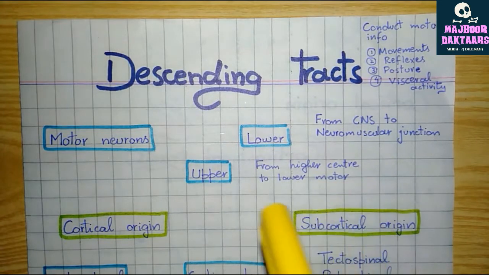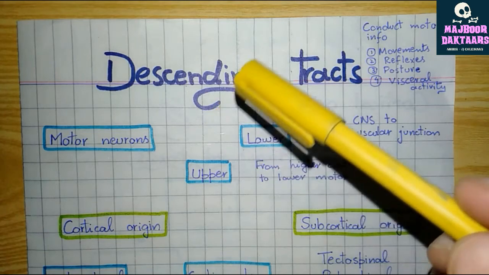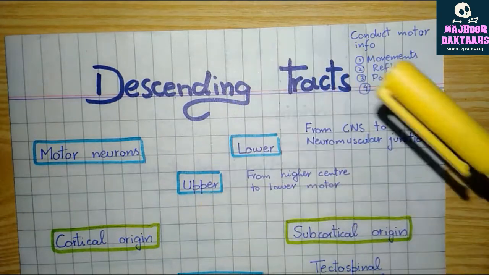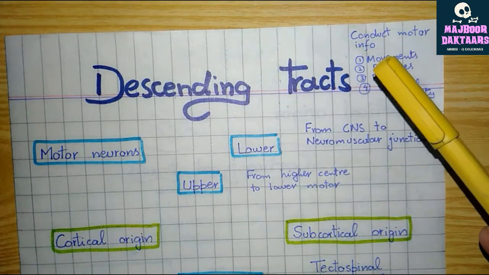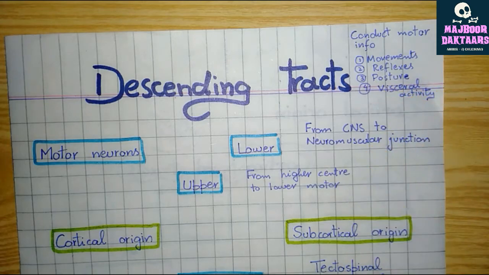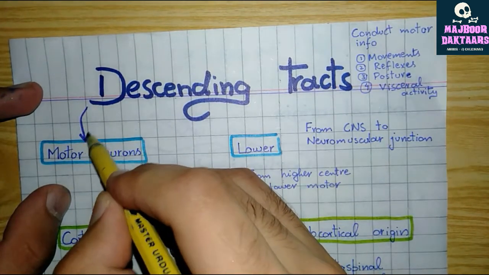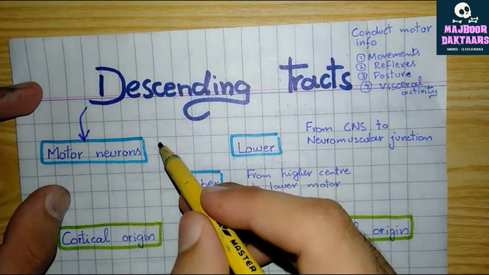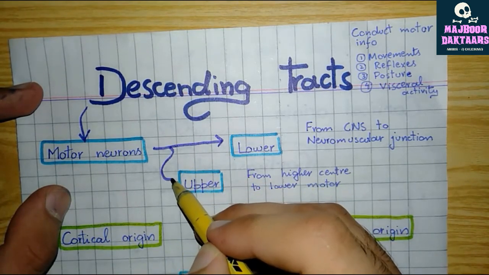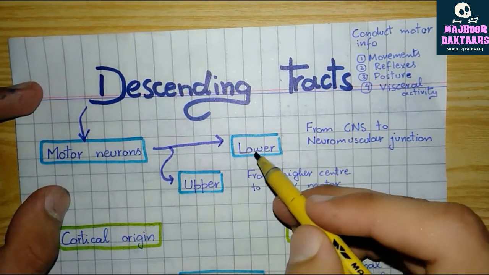Descending tracts. The descending tracts are a bundle of axons which move from higher centers of the brain to the spinal cord. So they conduct motor information like movements, reflexes, postures, and visual activities. Now, descending tracts, as I have said, consist of motor neurons. The motor neurons are of two types: those in the central nervous system and those which are out of it, the upper and lower motor neurons.